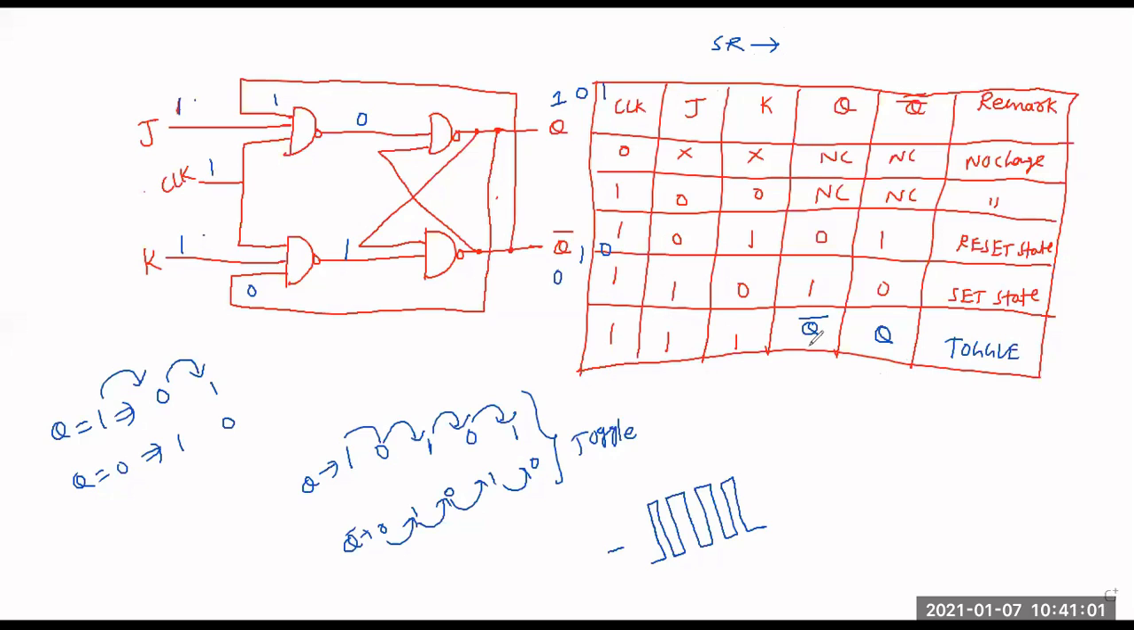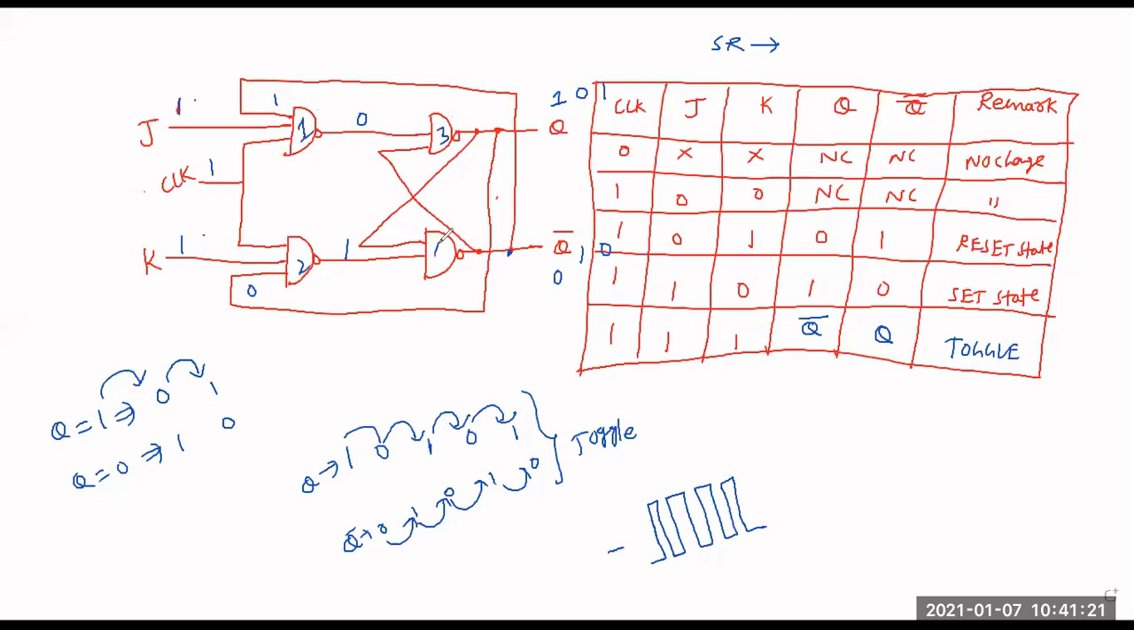It will give invalid state. To remove this disadvantage, in case of JK flip flop, we are using this feedback mechanism. That is nothing but that entire output will be changing. The entire output will be acting as input to the first JK inputs, first AND gate, first NAND gate.